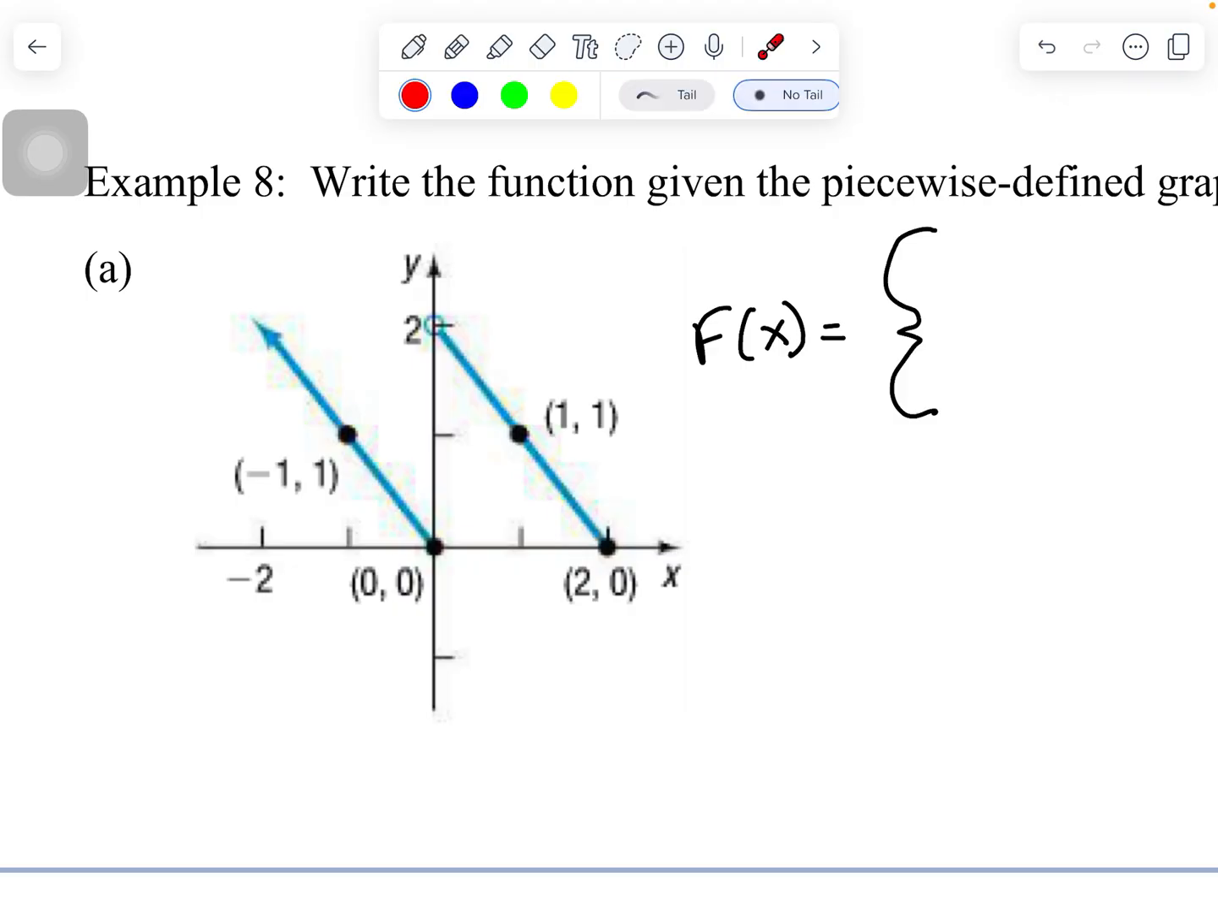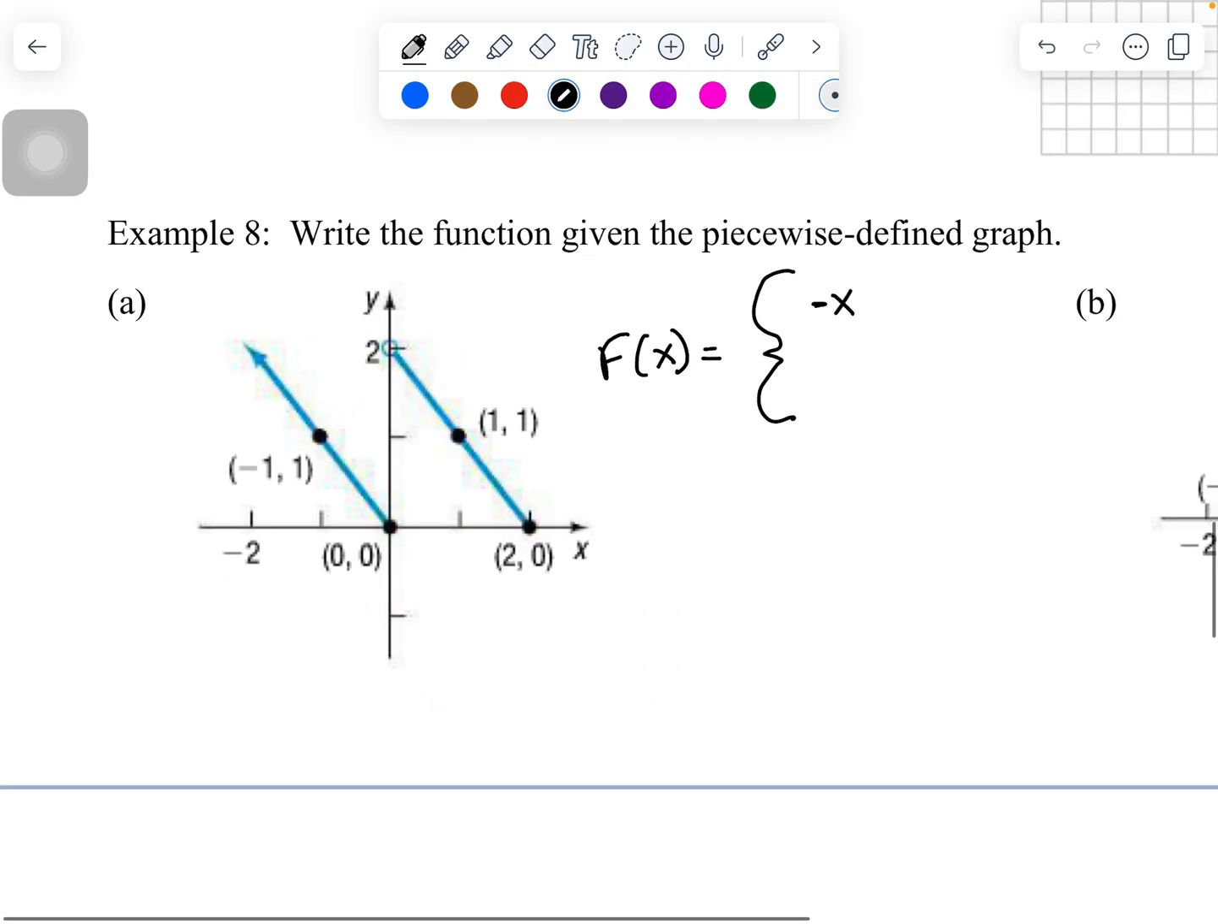I have this guy. I'm going to start from left to right. I'm going to start with this guy. I notice as I move left to right on this one, I have a negative slope. And this slope is -1 because I have a point at (-1, 1). So my change in y over change in x here is -1. So I have negative x. I have a y-intercept at 0, so that's just negative x.